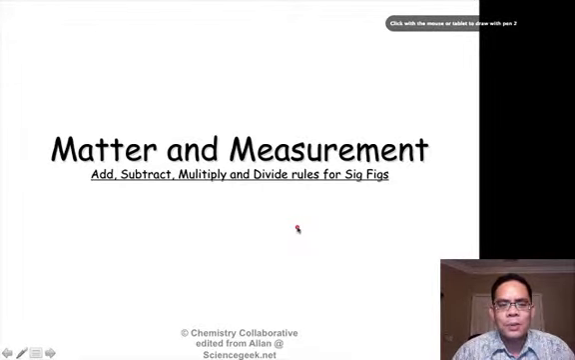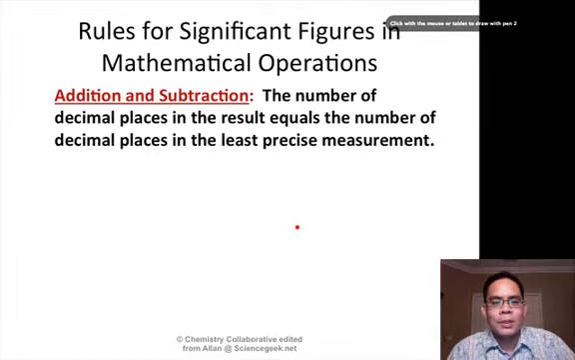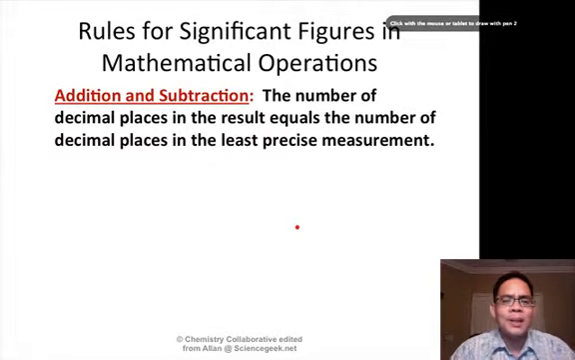Okay, so for this next one, we're going to do the rules for addition and subtraction for sig figs. So, rules for significant figures, mathematical operations, addition and subtraction. And here's what the rule says. The number of decimal places in the result equals the number of decimal places in the least precise measurement.